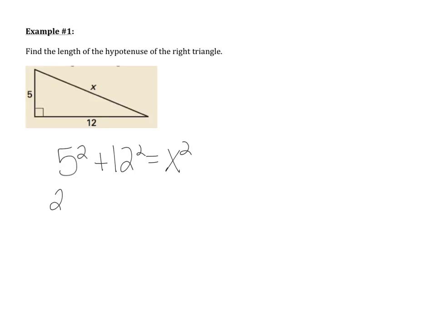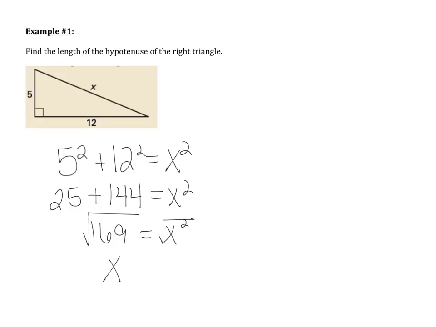5 squared is 25. 12 squared is 144. If I add 25 to 144, I get 169. And the way I get an x by itself when it's squared is by taking the square root. So in the end, I would get x is equal to the square root of 169, which is 13. So the length of the hypotenuse of this right triangle is 13.